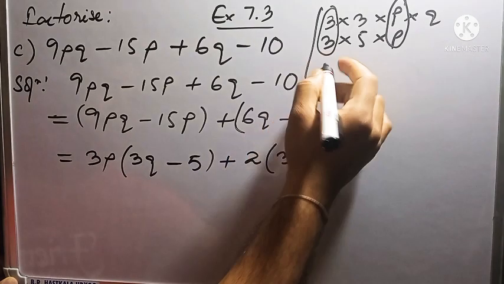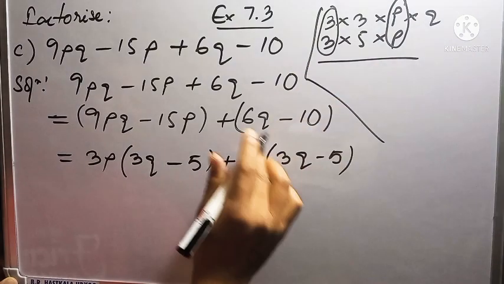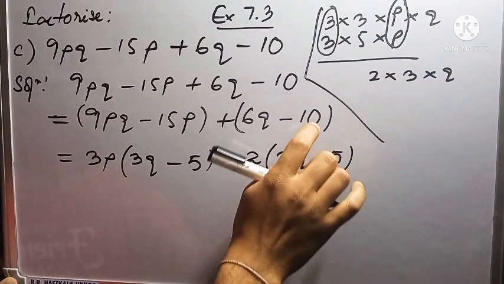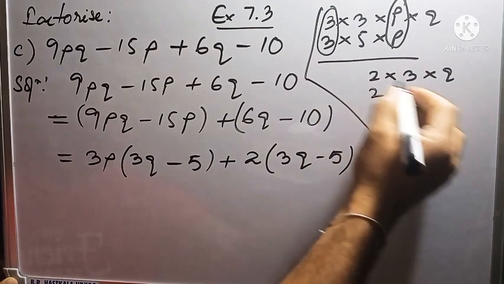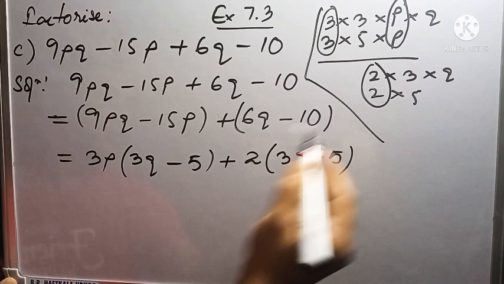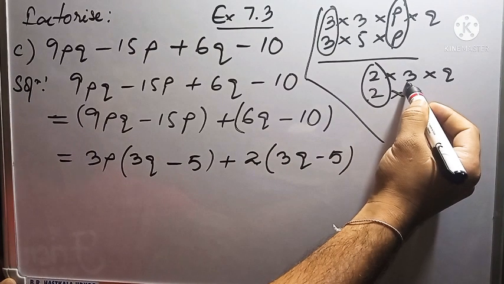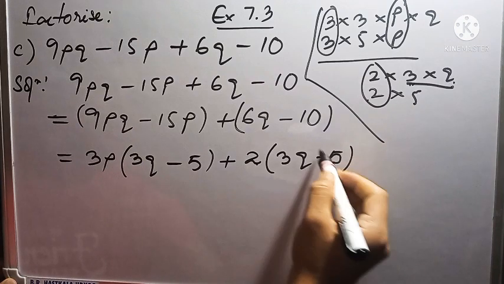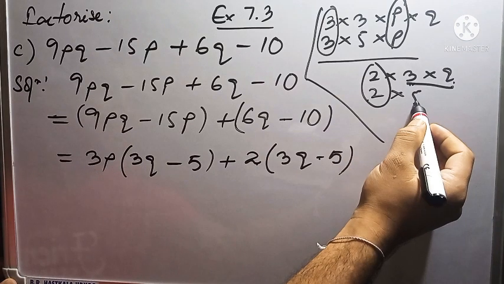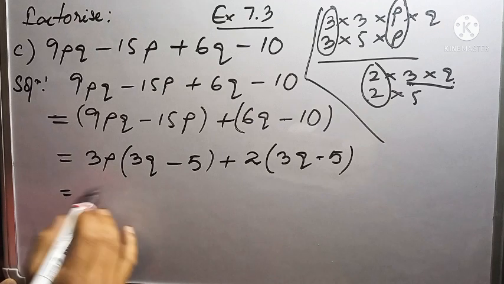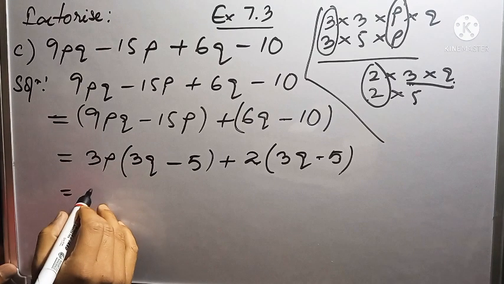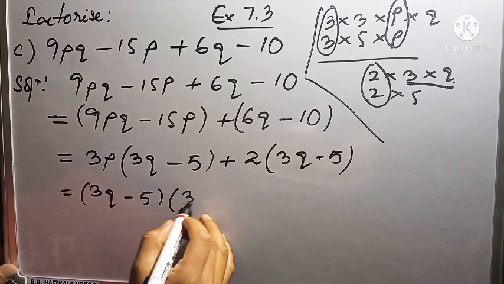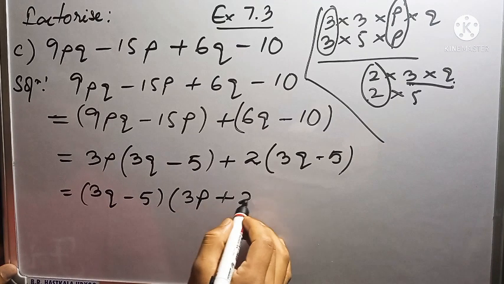I'll show you for this one. 6Q means 2 into 3 into Q. What about 10? 10 means 2 into 5. 2 is the only common factor. So these two I have written here. Then we have 3 into Q, which means thrice Q, minus 5. Now we have seen the common factor: thrice Q minus 5 whole. Remaining is thrice P plus 2.